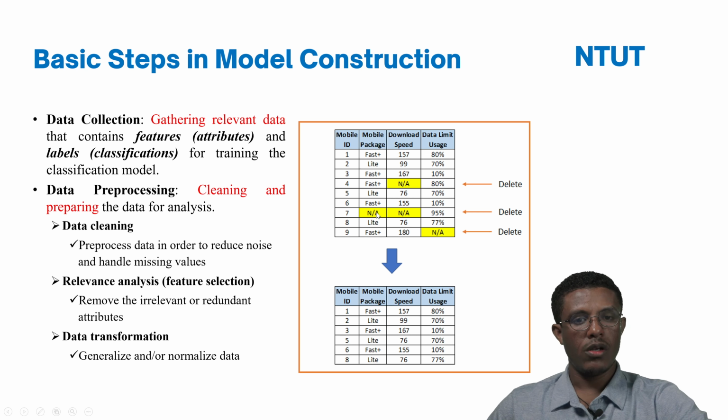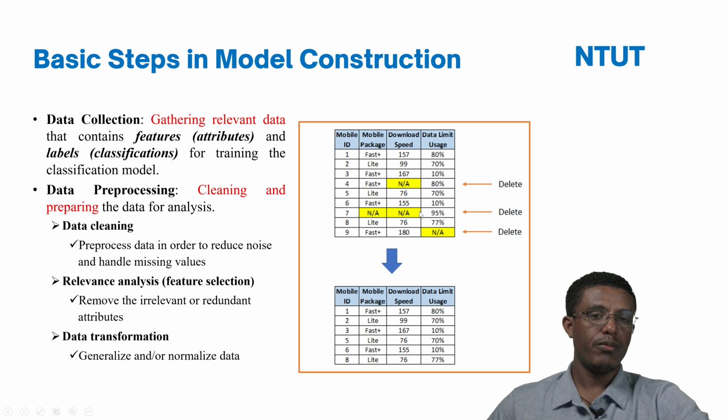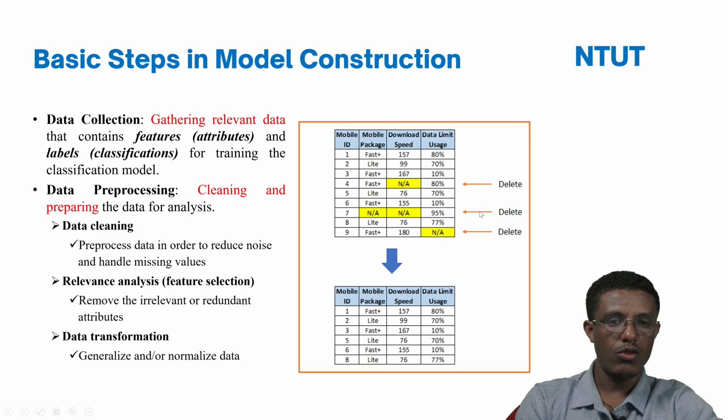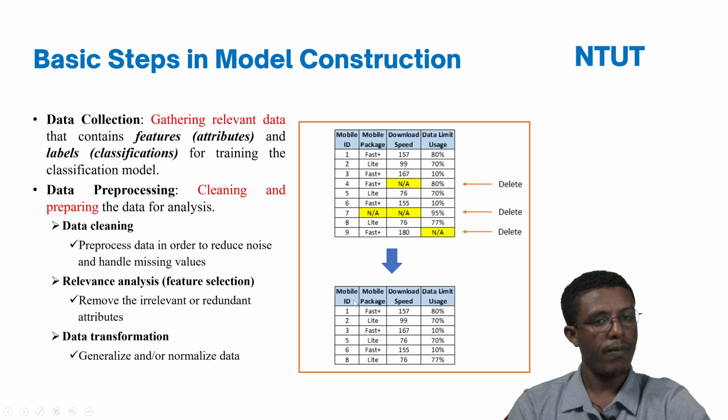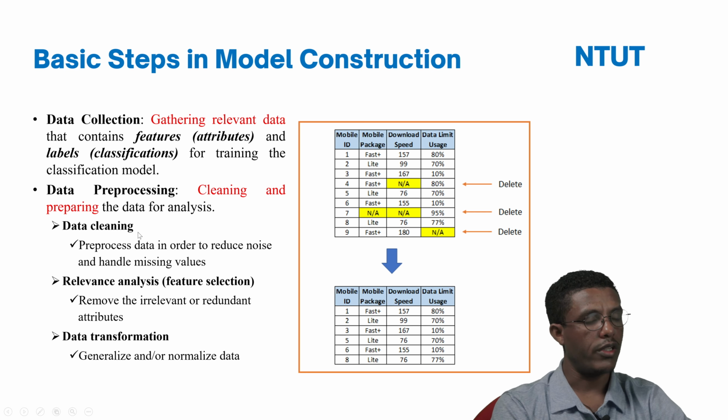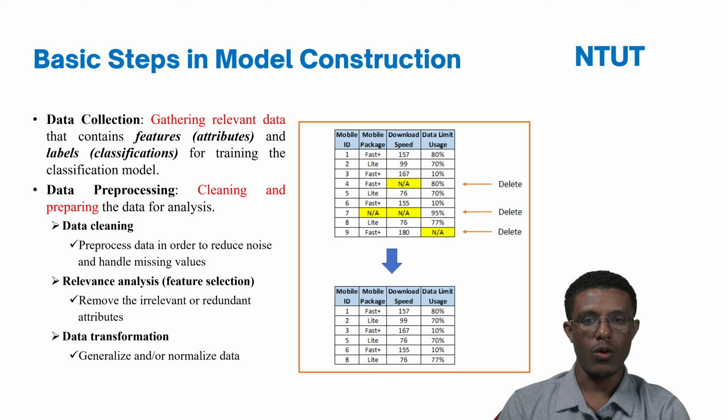In this case also, this one is not assigned, and only the data limit usage is assigned, so the information is not full. That means the machine cannot understand it completely, and it may give the machine misleading information. So it's better to clean this one. And here there is also a missing value, so we need to delete this one. Finally, our data looks like this. This is one procedure called data cleaning. So the first step is to make the data clean and pre-processed.